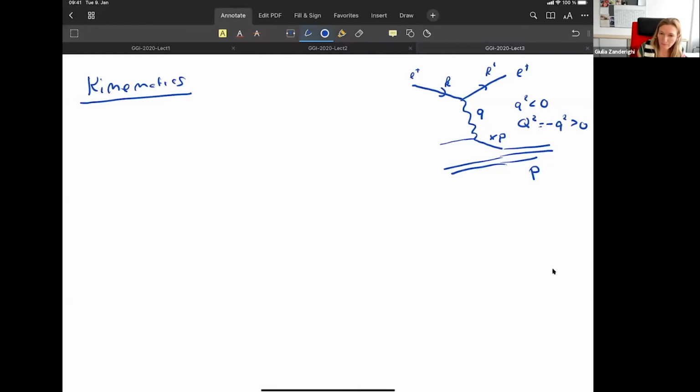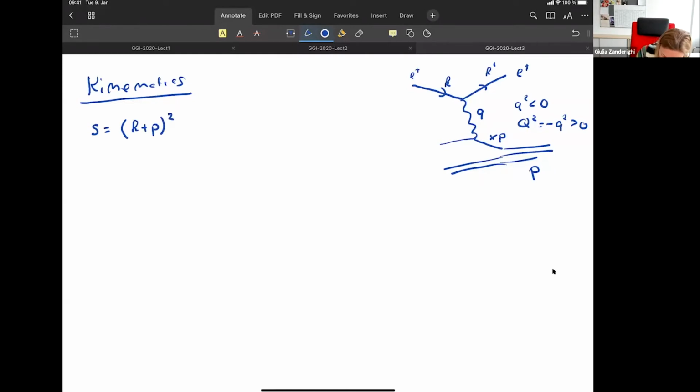So when we want to look at the kinematics, one thing one can start writing is variables that have to do with the full event. So, for instance, the center of mass energy of the scattering, s, is k plus p, squared. This is k plus p. You take this, and this is the center of mass energy of the scattering.